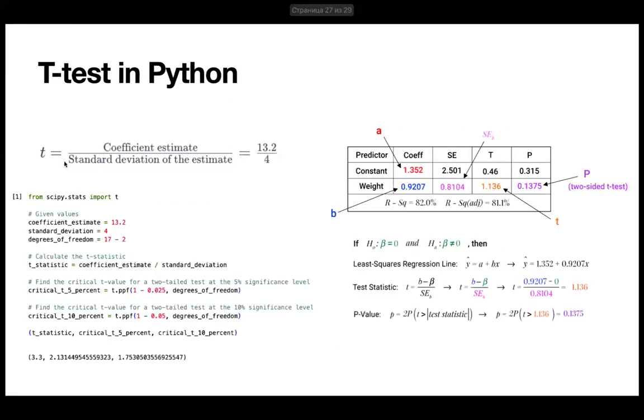So we have to calculate the t statistic, and in our case, that will be the value of the coefficient estimate, that is 13.2, and we just divide it by the standard deviation. So we get our t statistic that happens in that line. And also we calculate the number of our degrees of freedom.